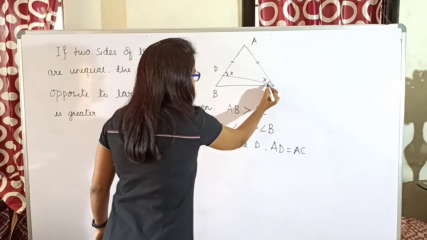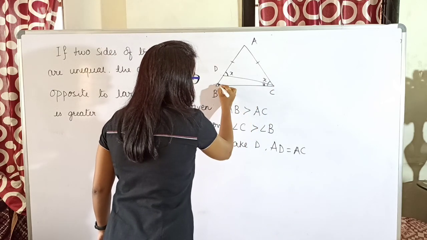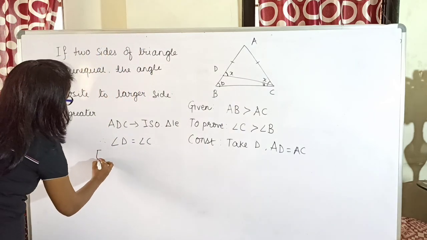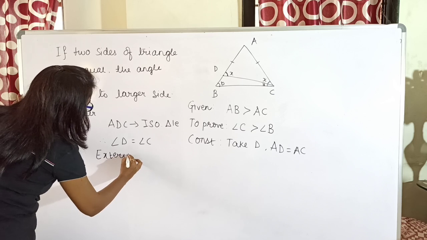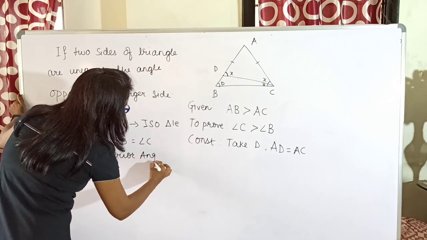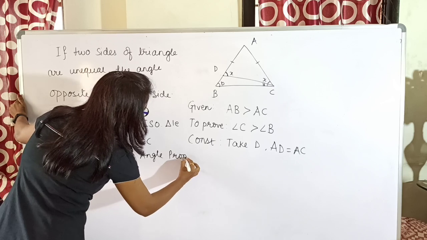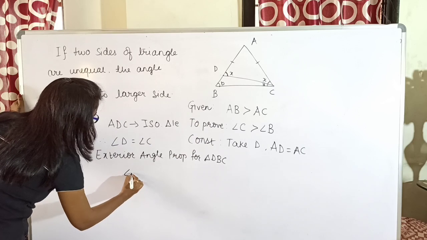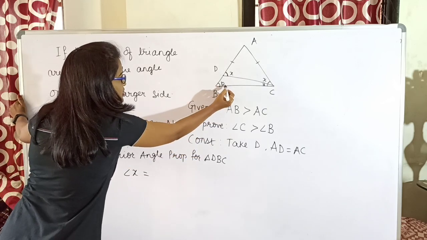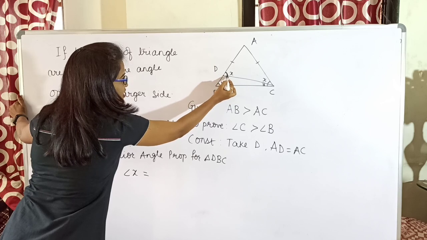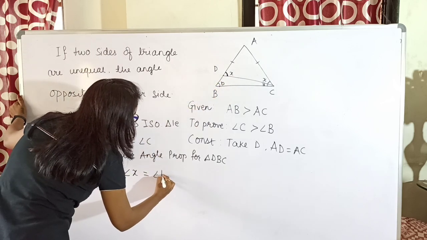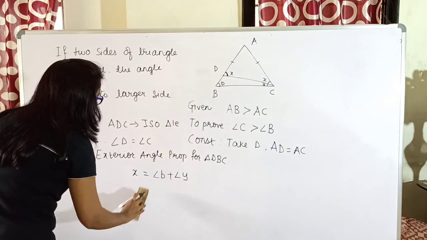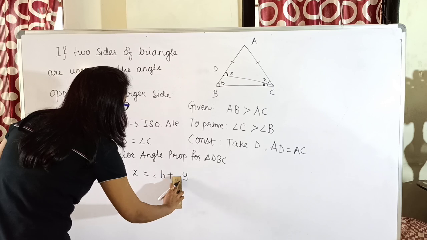Okay. Suppose again I name this angle as y and this angle as small b. So applying exterior angle property for triangle DBC, I can write angle x is equal to, which are the two opposite angles? If x you are taking as the exterior angle, it will be angle b plus angle y. Yes, or we can directly write it as x is equal to b plus y.